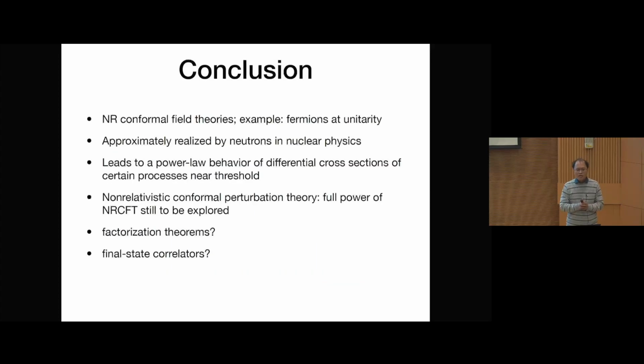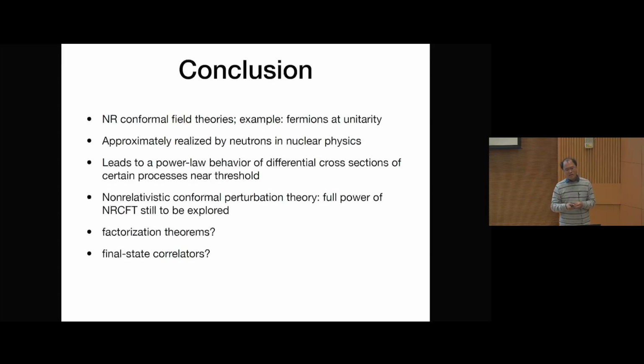So let me conclude. We have a set of very interesting non-relativistic field theories that have conformal symmetries. One prominent example of such a theory is fermions at unitarity. This theory is approximately realized by neutrons in nuclear physics, and the conformal symmetry leads to power law behavior of differential cross-section of certain processes near threshold.